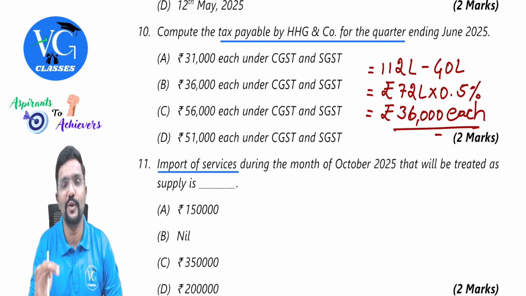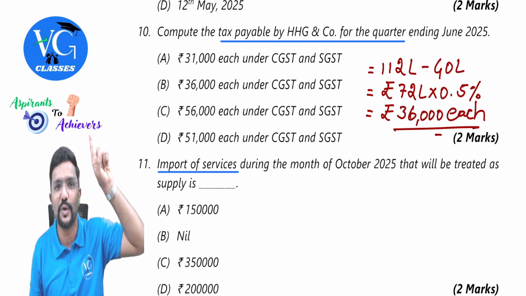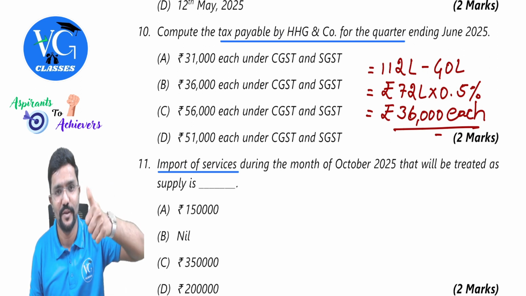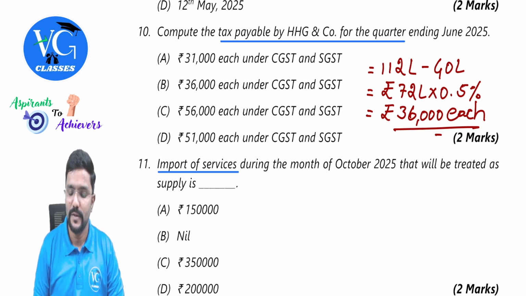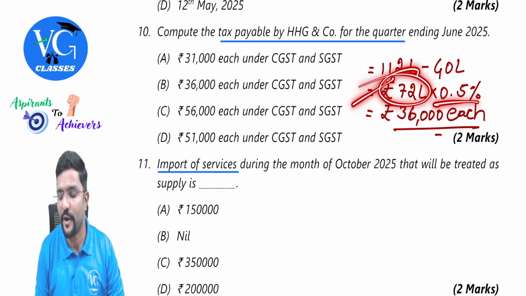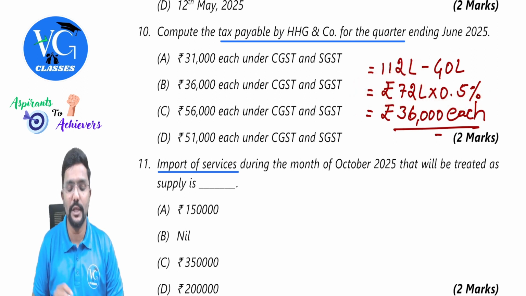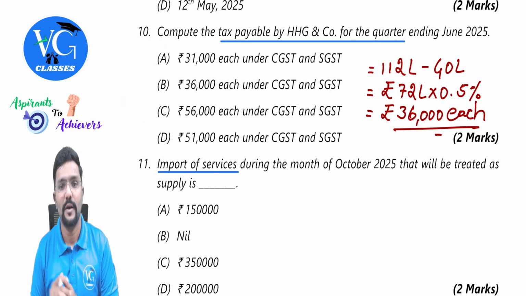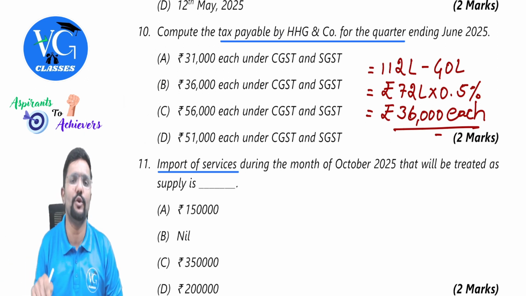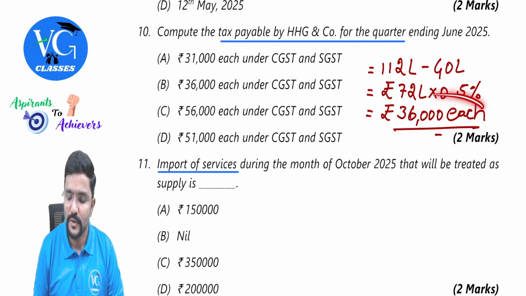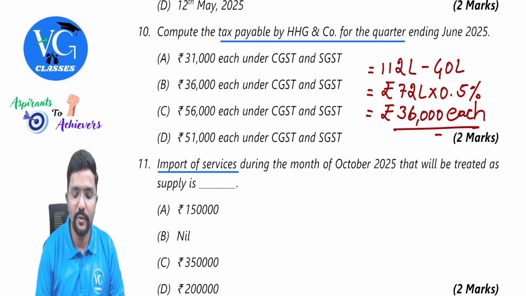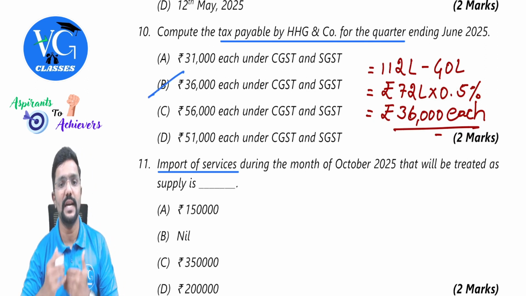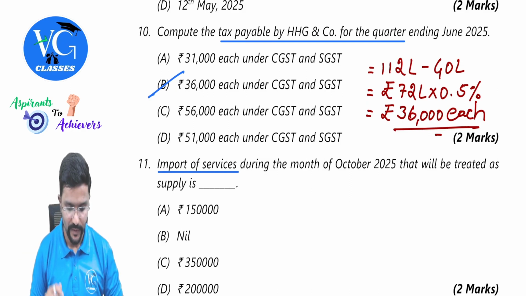Sir, how did you get to know that it is 40 lakh? Because they have given it in the question itself, in the first paragraph. Hope you got it. Yes, sir. So on the remaining 72 lakh, it is 0.5% each. Sir, why did you take 0.5%? You can see the option. They have given a breakup between CGST and SGST. So it is better to take 0.5%. Or else even if you take 1%, divide it by 2 later. Okay. So you will get 36,000 each. So it would be option B, guys. 36,000 CGST, 36,000 SGST. Okay.